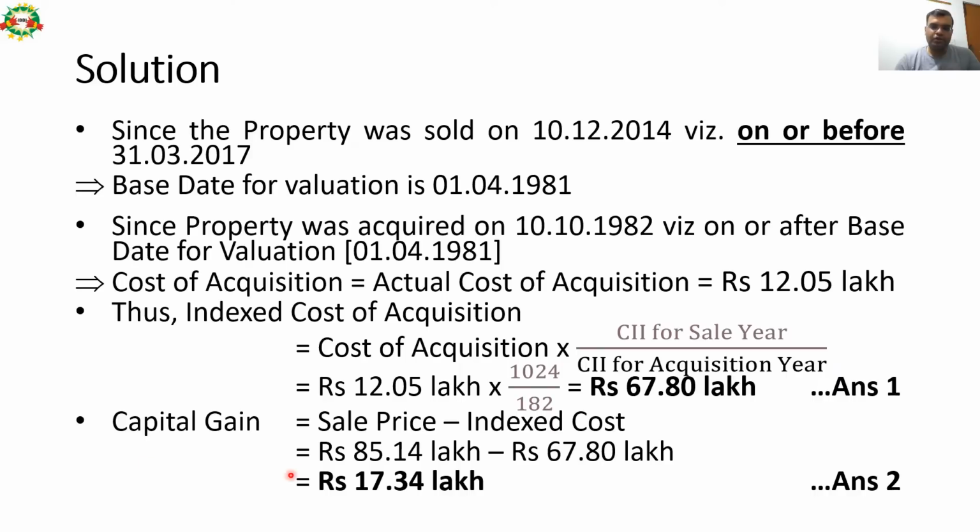Thus capital gain is equal to sale price minus index cost. The sale price has been given in the question, equal to 25.14 lakh, minus the index cost of the property, which is this 67.80 lakh. Thus the taxable capital gain of this property to the seller is 17.34. If the seller is an individual, he will pay 20% of this amount as tax. If the seller is a company, he will pay 40% of this amount in the form of capital gain tax.